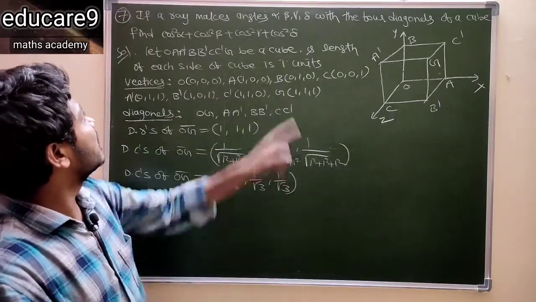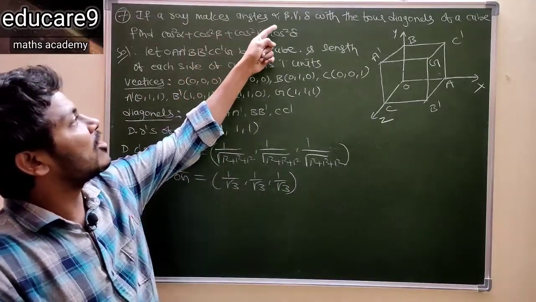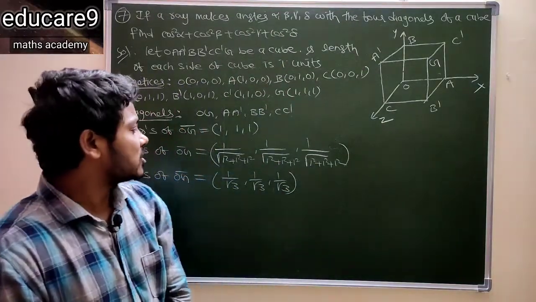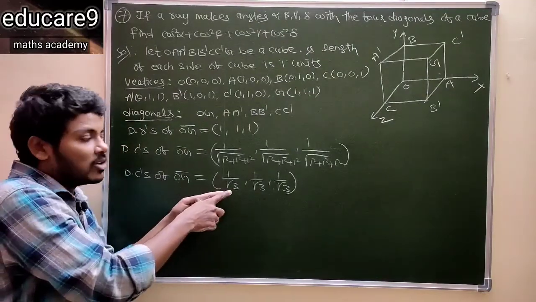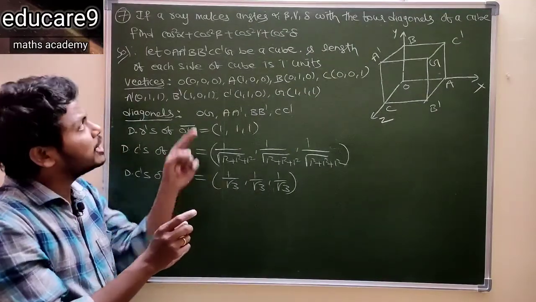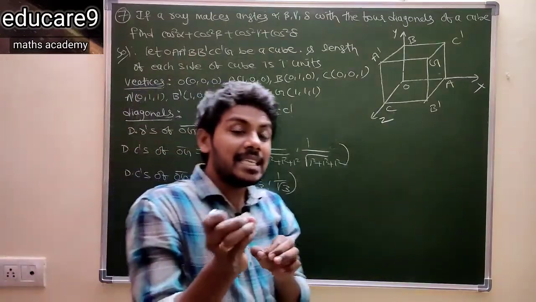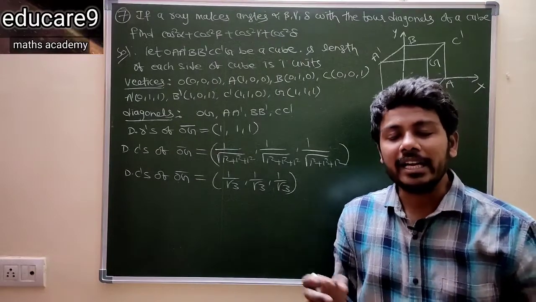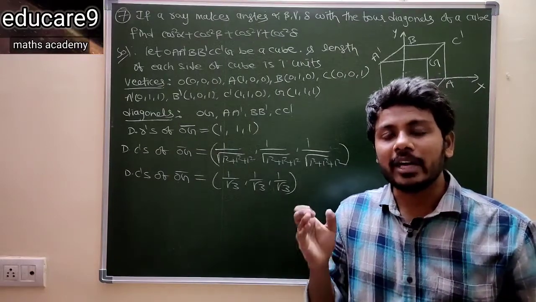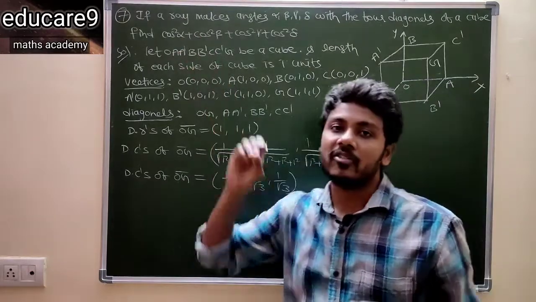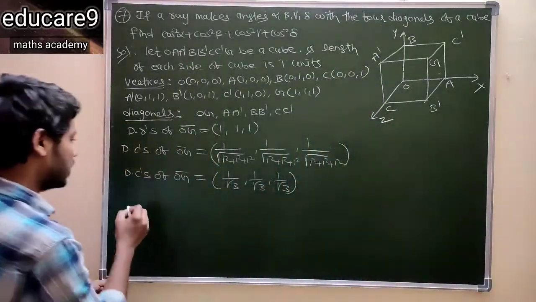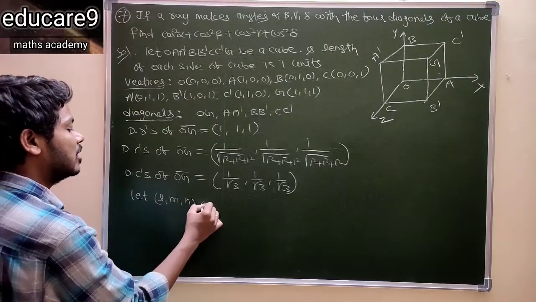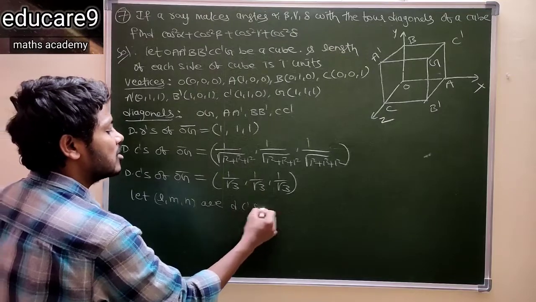Now see here, if a ray makes an angle alpha with the first diagonal of a cube. Clearly, the first diagonal has DCs 1 by root 3, 1 by root 3, 1 by root 3. But we need to find the DCs of a ray. We don't know the DCs of the ray. So for that, let us consider l, m, n are the DCs of the ray.